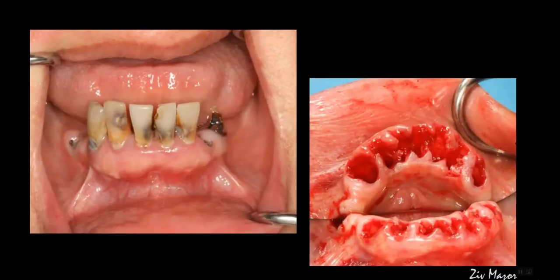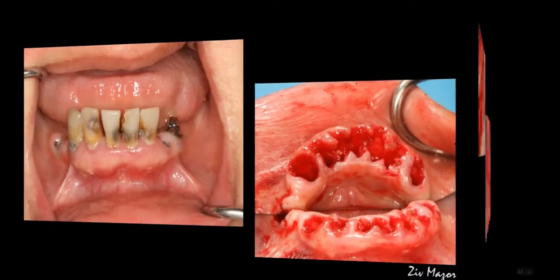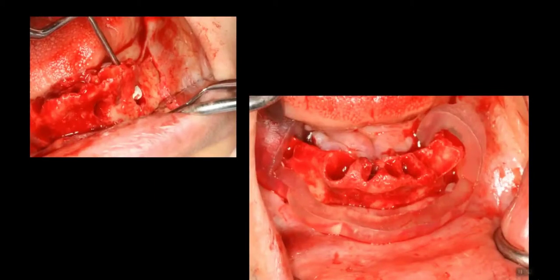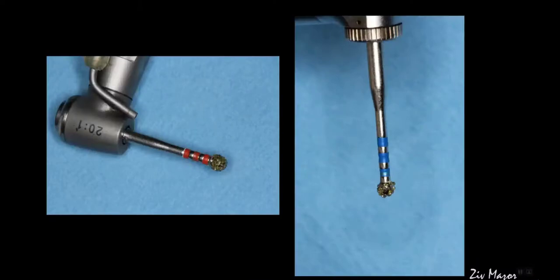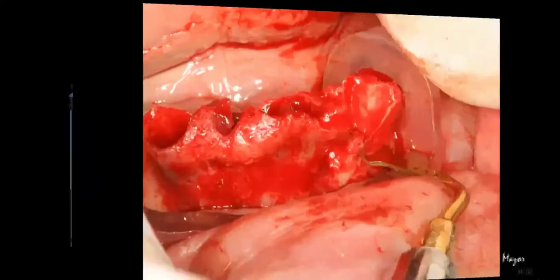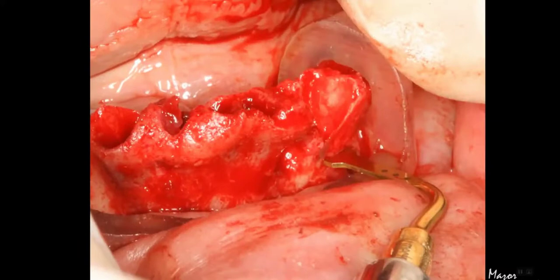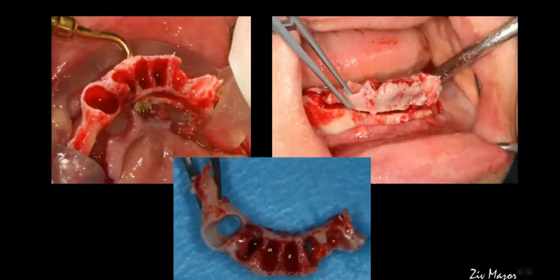So here is the case. That is the clinical situation. Extraction of the teeth, cleaning all the granulation tissues, and sitting the reduction guide. So you see how accurately the reduction guide sits. We clean all the granulation tissues. And now we take our piezo device and we cut the bone from buccal to lingual, all the way in. So you can actually see the tip of the piezo that goes directly from buccal to lingual.